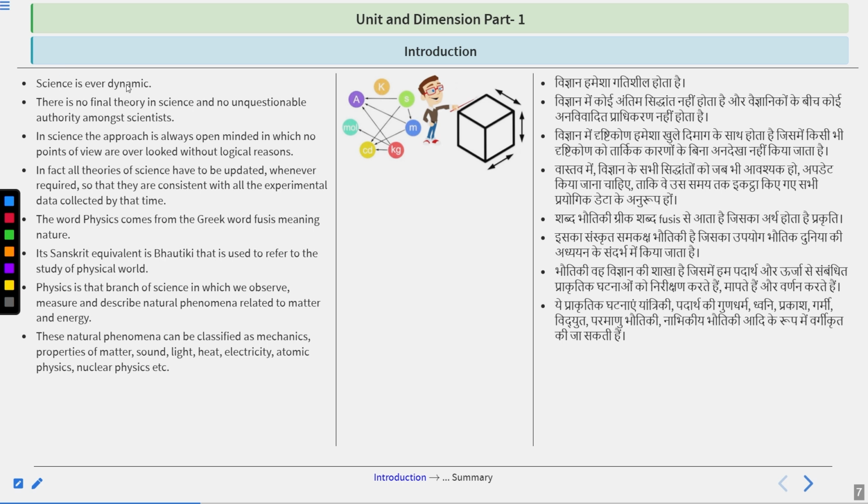Science is ever dynamic. Remember this. When we talk about the laws of science, whenever we hear about them, we could say that these laws are static. Then why do we say science is ever dynamic? Because science is a continuous study of exploration.